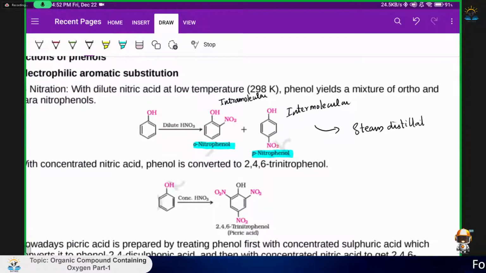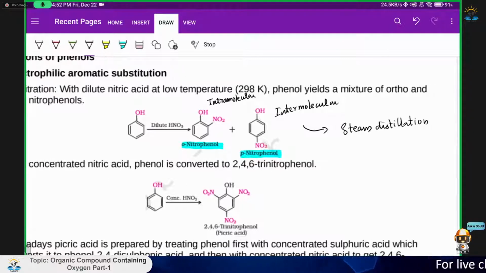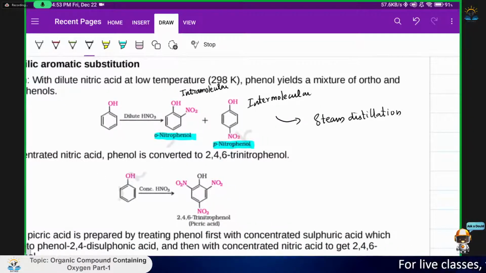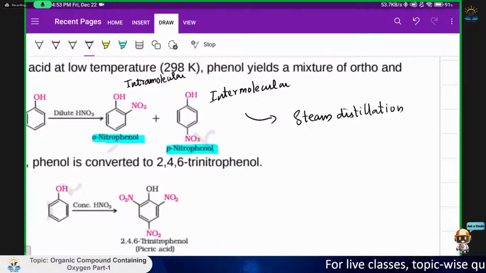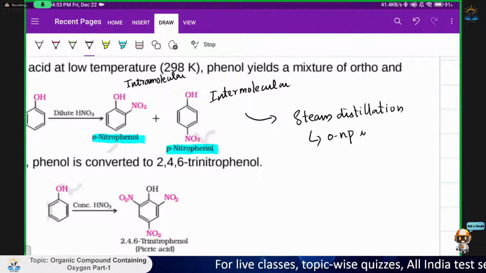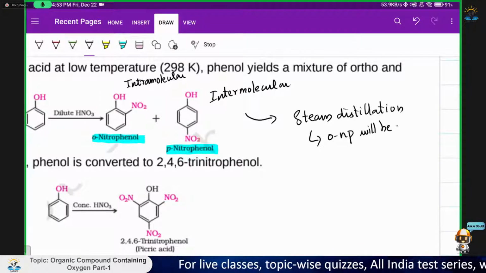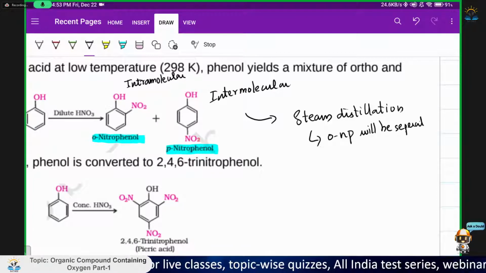Since para-nitrophenol has intermolecular hydrogen bonding, its boiling point is higher than ortho-nitrophenol. So first, what can we separate? First, ortho-nitrophenol will be separated with the steam.